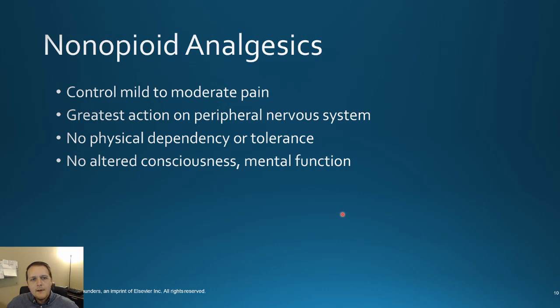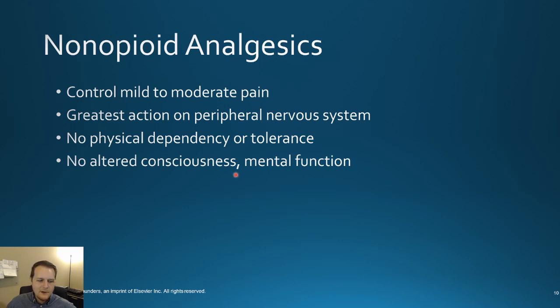So non-opioid analgesics, though, are going to be better for controlling more mild to moderate pain, and you're going to find that these have the greatest action more on the peripheral nervous system, depending on the drug we're talking about. The benefits of using these is they provide no physical dependence or tolerance, and usually their side effect profile is much better than what you would see with the opioids, right? Again, no change in mental status, no change in function.